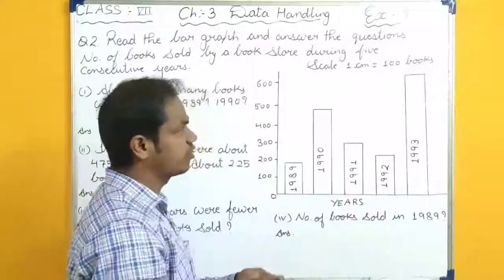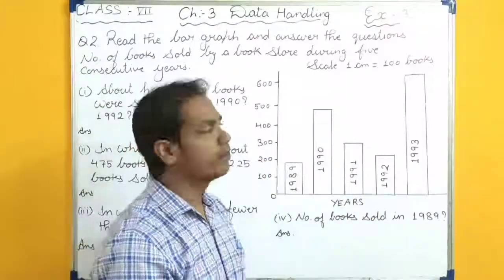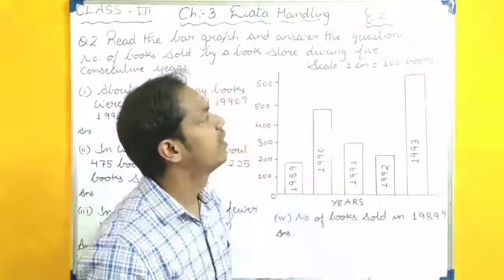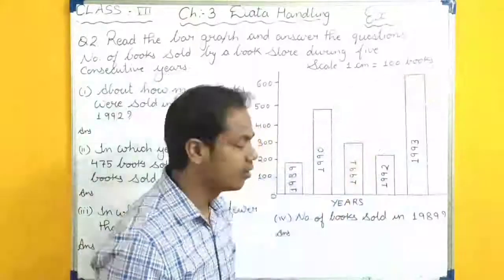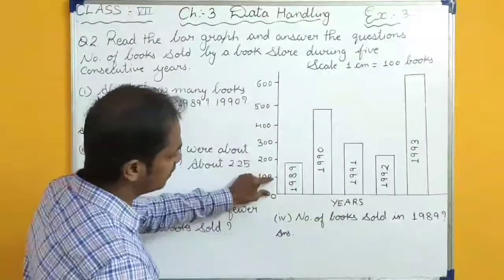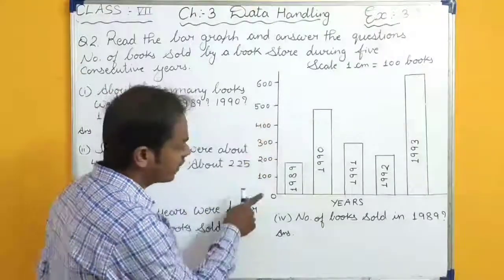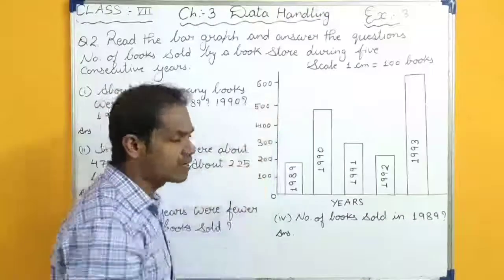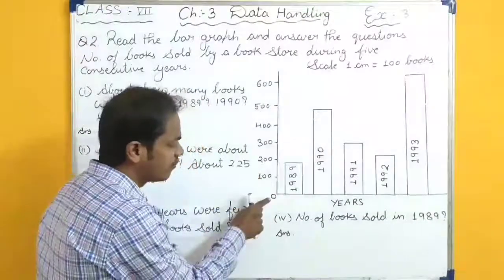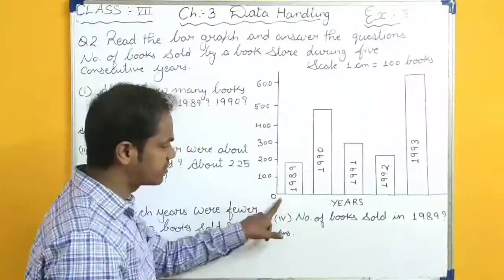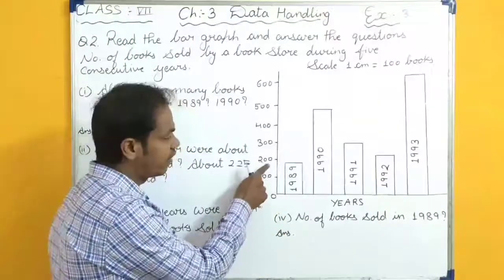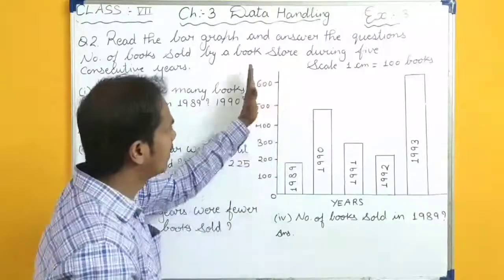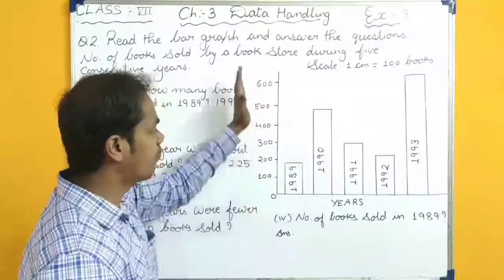This graph is already there in your book. And one more important part is the scale. In 1 centimeter you have measured 100 books sold. You can see here the difference between these is the same. The difference is of 100. For 0, this is your point of origin, starting point. 0 to 100, 100 to 200, 200 to 300, 400, 500 and 600. On the y-axis we are measuring the number of books sold.